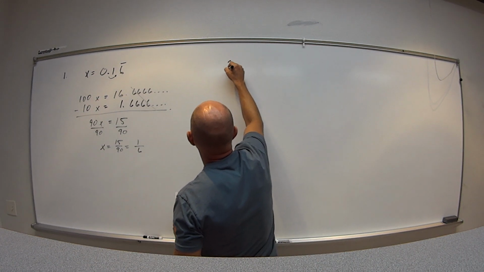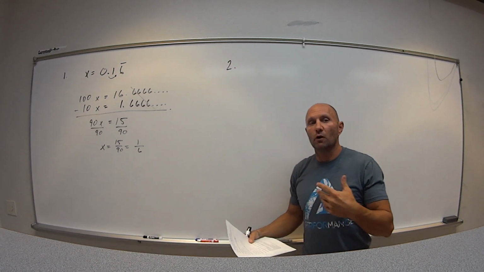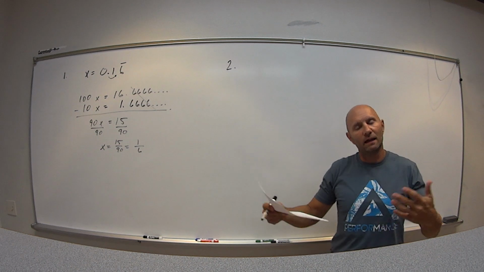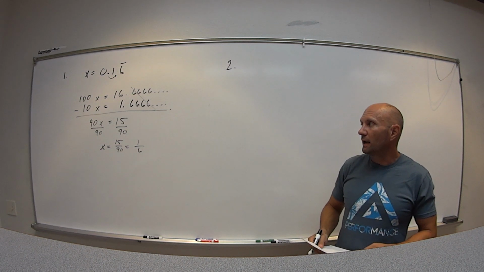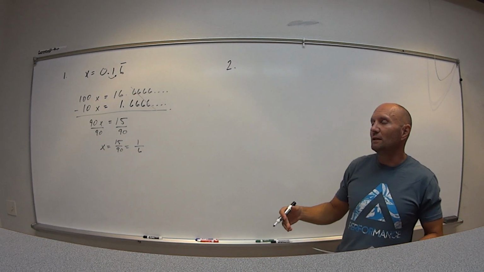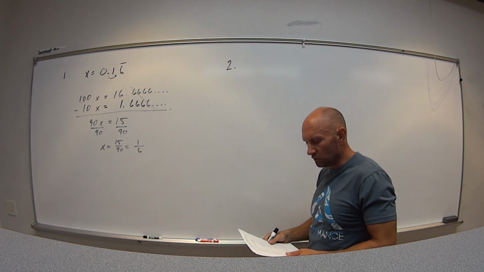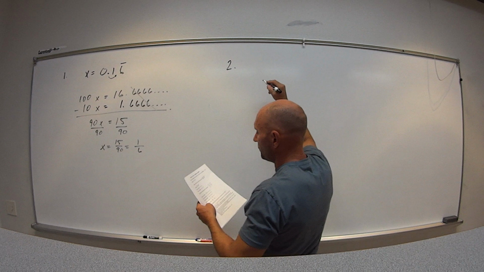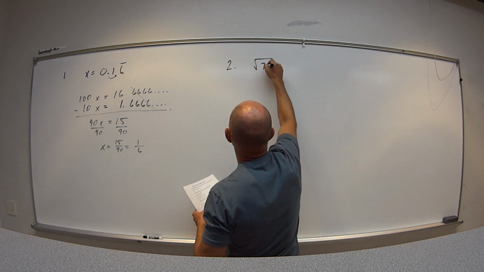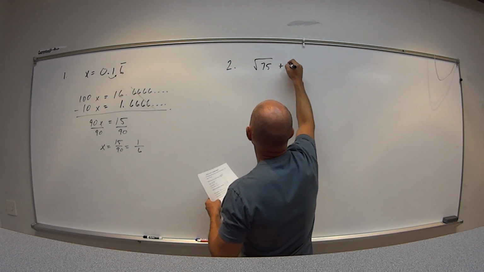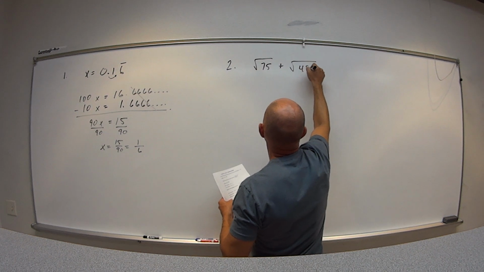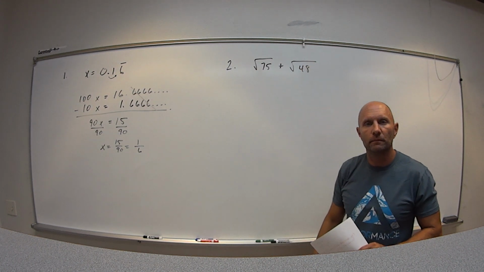I'll go through these a little bit quickly, so that if you already have the answer and you don't need to see it again, you can get through that part pretty quick. But if you do need to see it, if you need to stop, if you need to rewind the video, please feel free to do so. In number 2, I want to simplify the square root of 75 plus the square root of 48.